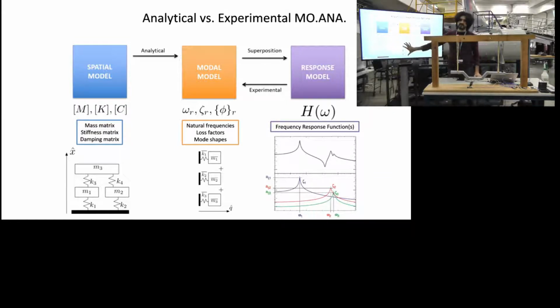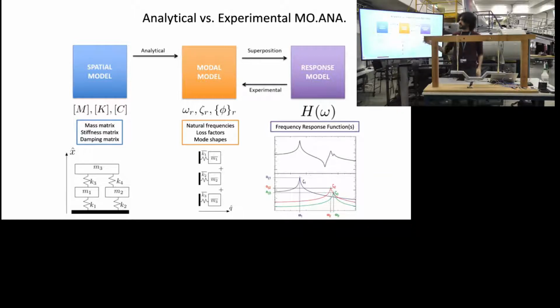And in between, you have the link, which is the modal model, and it lets you pass from one to the other. In fact, analytical modal analysis lets you pass from a spatial model, a physical representation of the system, to a modal model, a mathematical representation of the same system. And by means of superposition, you can also find the curves, the frequency response functions. Now, from the frequency response functions, it's possible to extract the modal parameters again. We do this by means of experimental modal analysis.